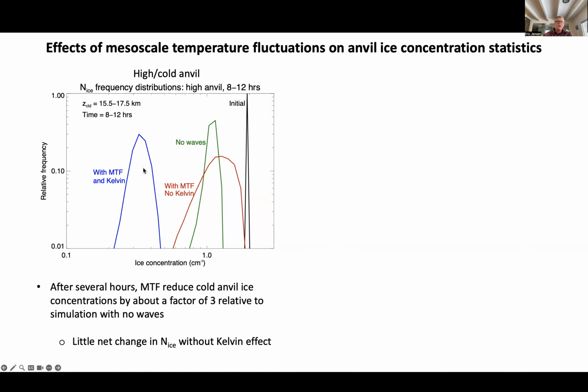If I include the mesoscale temperature fluctuations and the Kelvin effect, shown in blue here, you get more than an order of magnitude decrease in the ice concentrations. And if I include the MTF but don't include the Kelvin effect, you really don't reduce the ice concentrations nearly as much. So again, this shows the strong importance of the Kelvin effect in what's going on here.